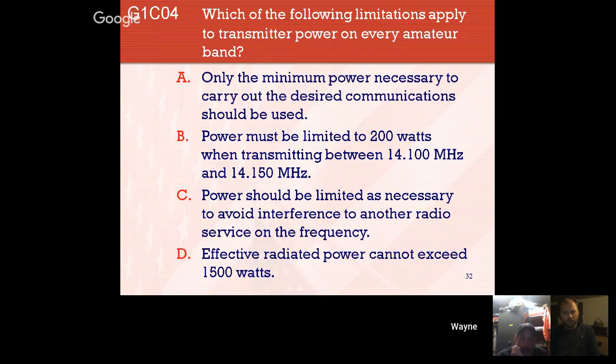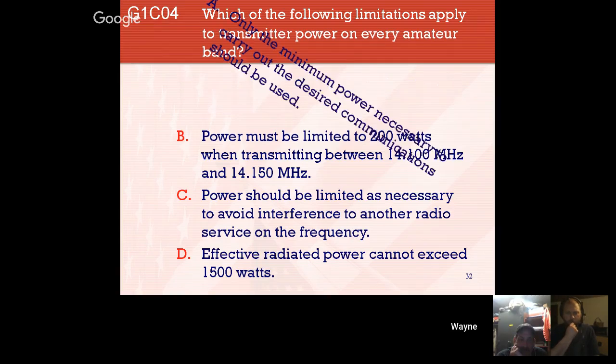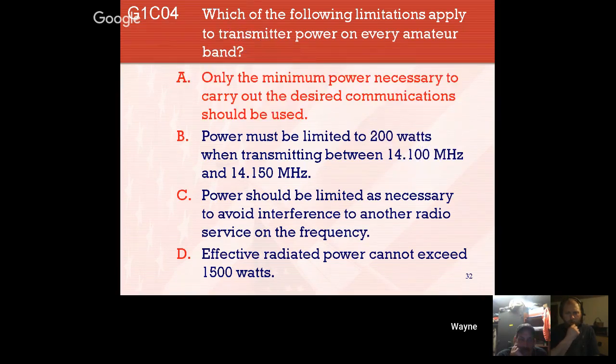So which of the following limitations apply to transmitter power on every amateur band? Again, we've talked about this. It's the minimum power necessary to carry out the desired communications should be used.